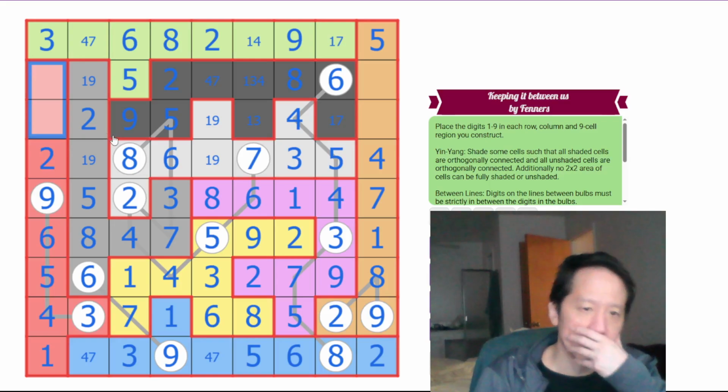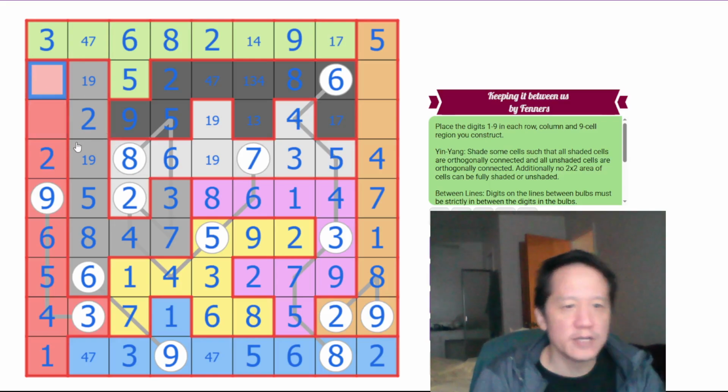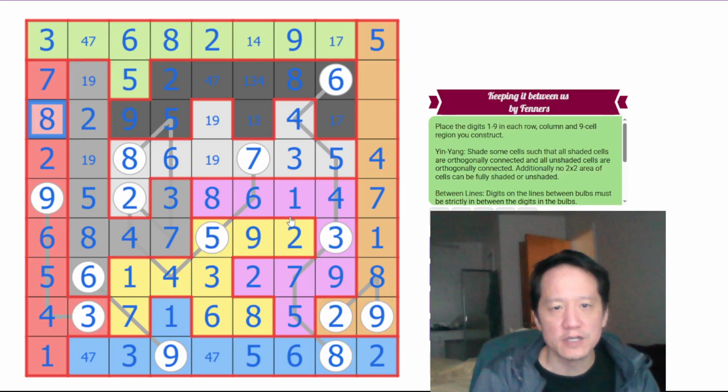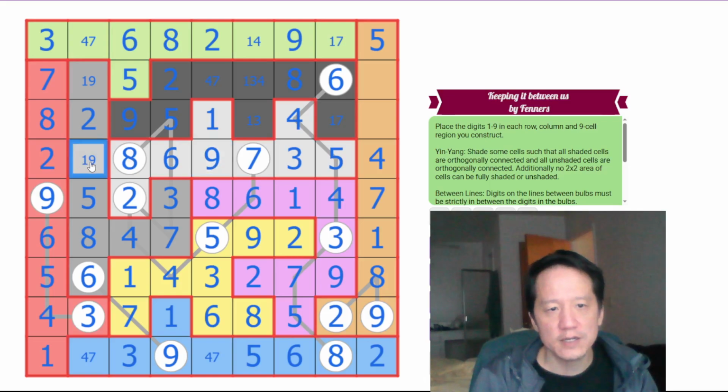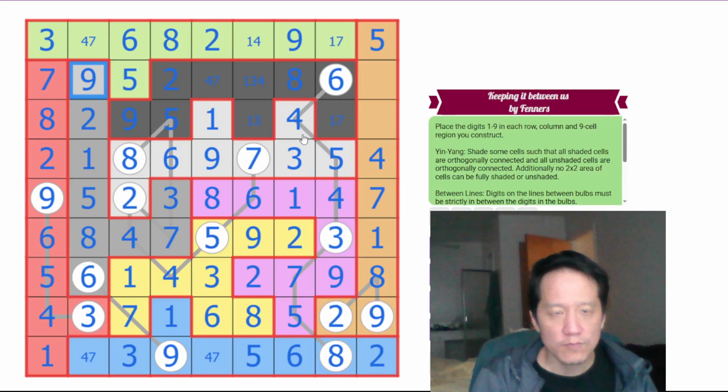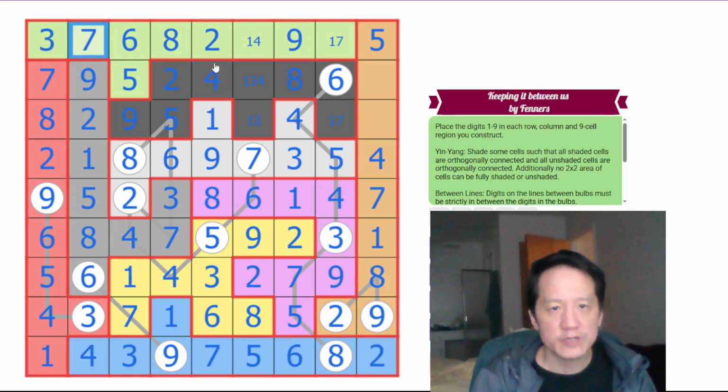Remaining digits in column 1 are 7 and 8, but this can't be 8, so this must be 7, which makes that an 8. This 9 means this can't be 9, so this is 1, which makes that 9, which makes that 1. We have a 9 here because of that. This can't be 7 because of this 7, so this is 4, which makes that 7, which makes that 4, which makes that 7.